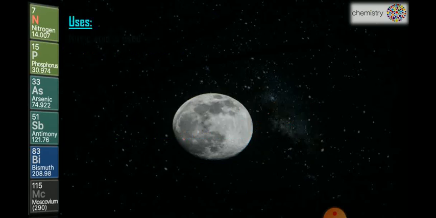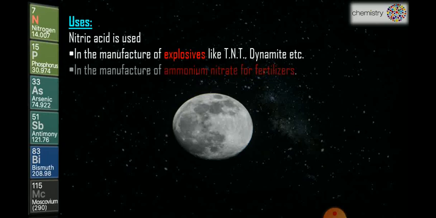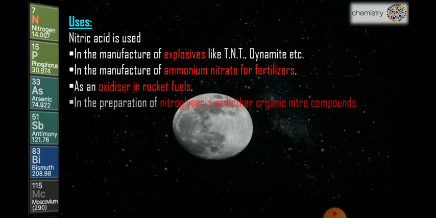Uses, last concept. Nitric acid is used in the manufacture of some explosives like TNT, trinitrotoluene, as well as in the manufacture of the explosive dynamite. Another use, it is also used in the preparation of the inorganic compound ammonium nitrate, which acts as a fertilizer in very small concentration. It's also used as an oxidizer in rocket fuels and in the preparation of some organic compounds like nitroglycerin, and many other organic compound preparations use nitric acid.